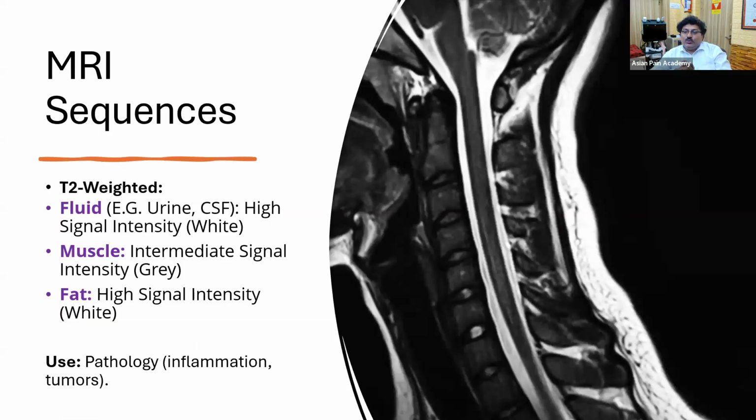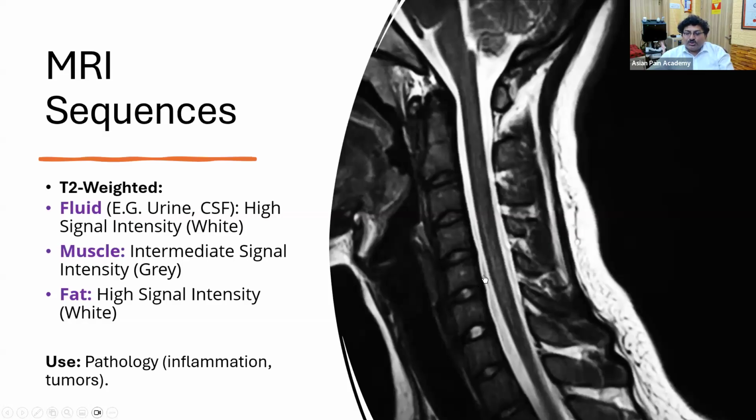Coming to T2 weighted images. Remember, T2 weighted images are very important, especially for the disc and soft tissue structures. What structures look what color in T2? Remember, fluid looks white. Here we can see the fluid looking white. Muscle remains intermediate or gray in signal. Fat remains white.